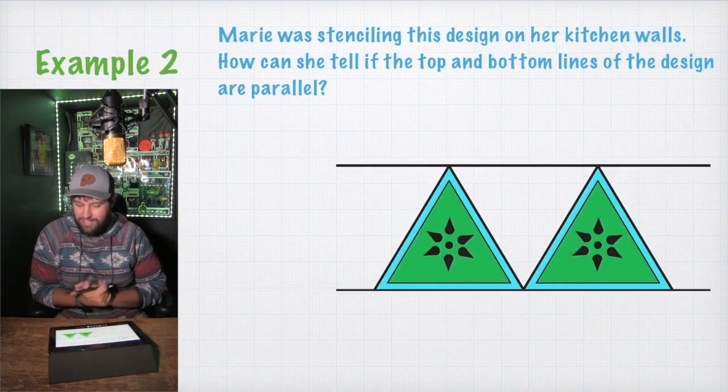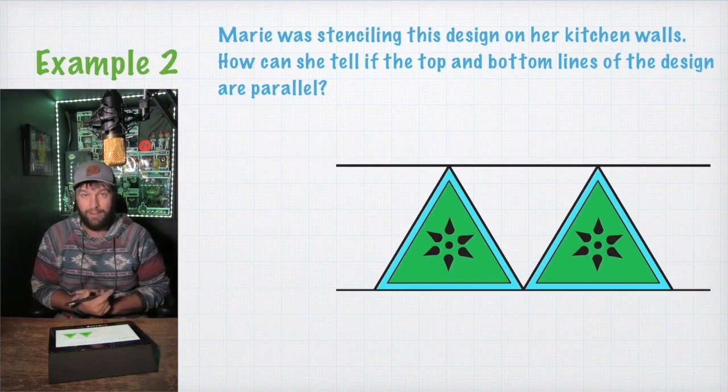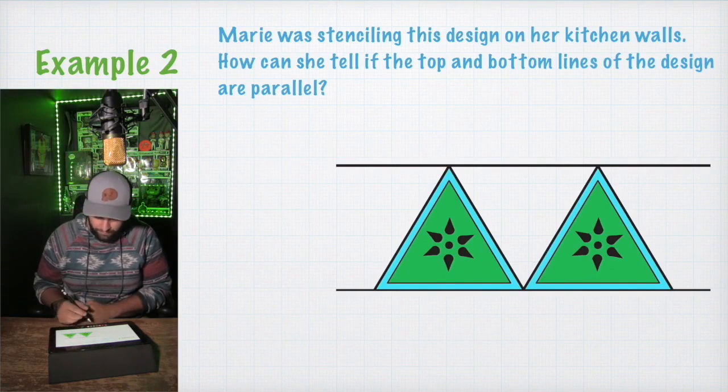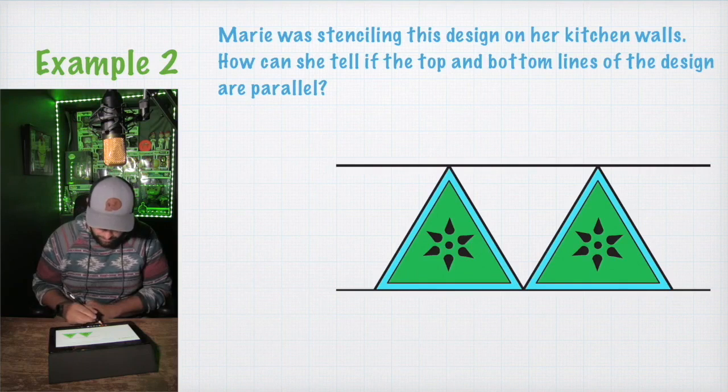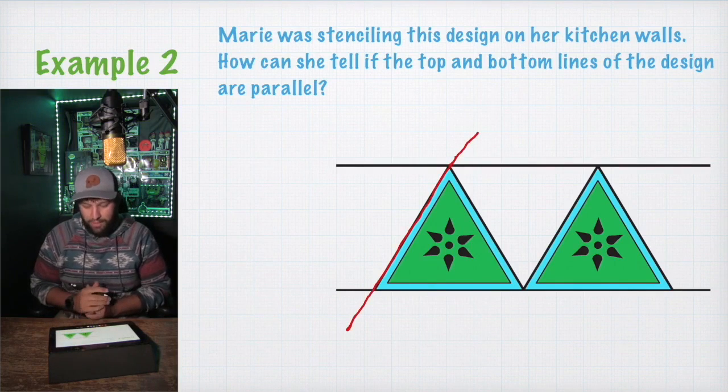So Marie was stenciling this design on her kitchen walls. How can she tell if the top and bottom lines of the design are parallel? Well, if we want these lines to be parallel, we could say that this black line, which I'm going to color in red, is like a transversal. So there are a few ways we could do this.